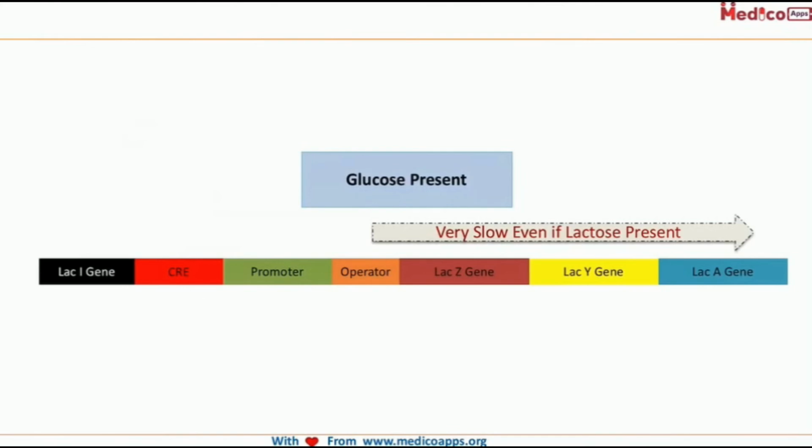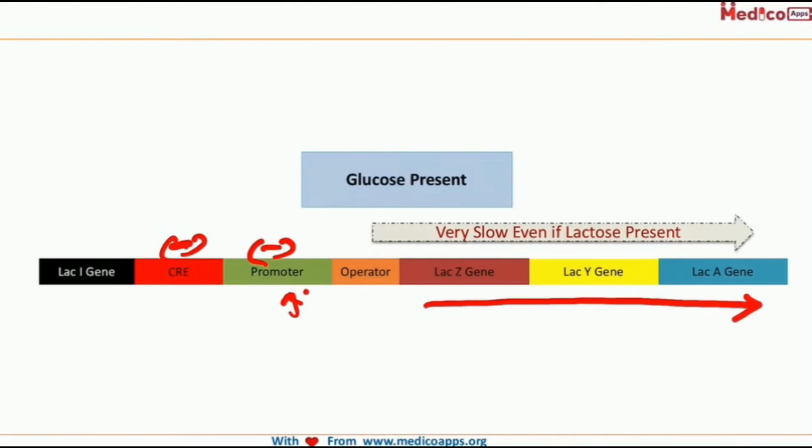This is the last condition: glucose is present, and lactose is also present. When glucose is present, this CRE will not be activated, and so the promoter will not be activated. So even though RNA polymerase will bind here, the rate of transcription of these genes will be very, very slow. If glucose and lactose are both present, then because lactose is present, the promoter sequence will be free, so RNA polymerase can bind and can produce all these three enzymes. However, because the CRE segment is not activated and does not activate the promoter sequence, the rate of transcription of all these three genes will be very, very low.